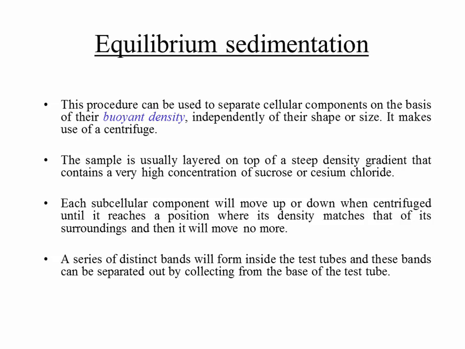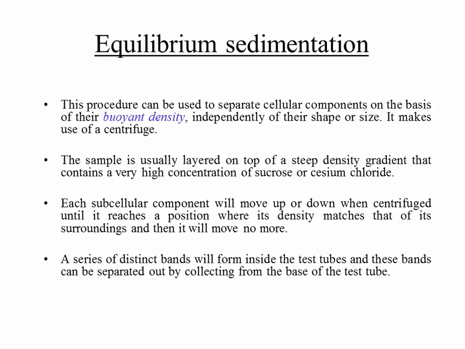Another sedimentation procedure is called equilibrium sedimentation. And this procedure can be used to separate cellular components on the basis of what is called their buoyant density, independently of their shape or size, and it makes use of a centrifuge. And here the sample is usually layered on top of a steep density gradient that contains a very high concentration of either sucrose, which is one of the sugars that we have encountered. So sucrose is made up of what? Glucose and fructose, good. Yeah, so you're studying, very good. So a high concentration of sucrose or cesium chloride.